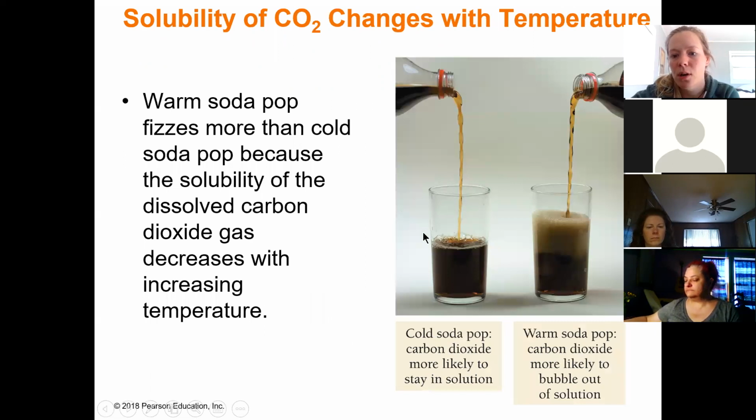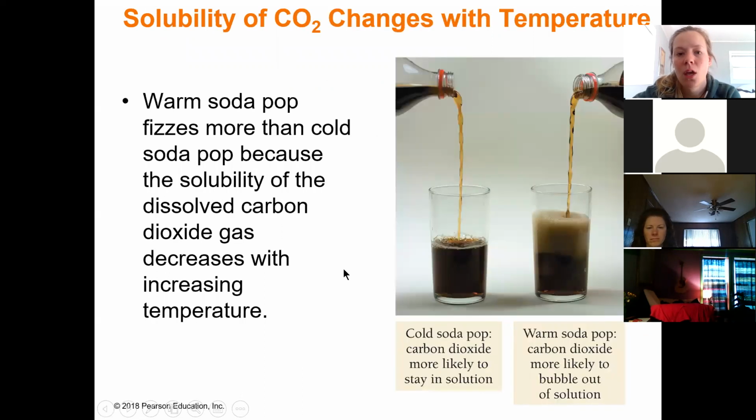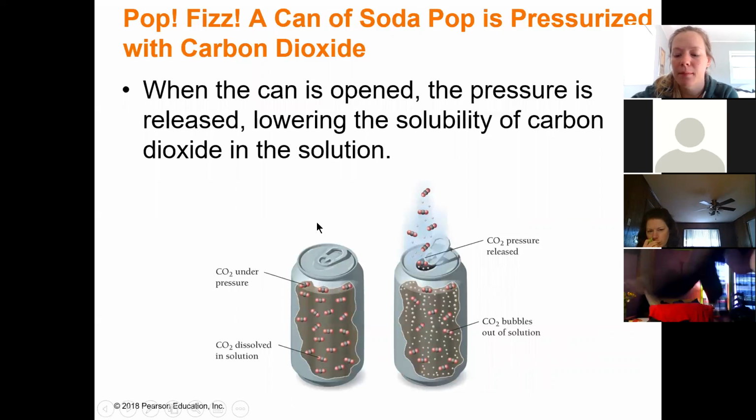So here's our cold soda. Oh, look at that. You can just tell there are all the bubbles in there. It's going to be super crisp, right? This one over here, nice and warm. All of that fizz is coming out pretty readily. So if we increase the temperature, we decrease the amount of gas that can be dissolved.